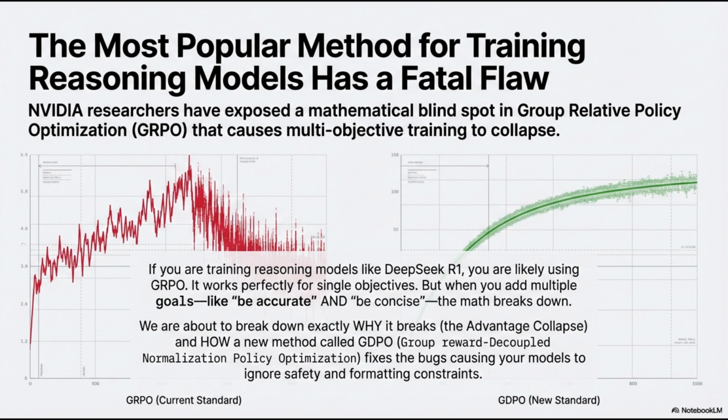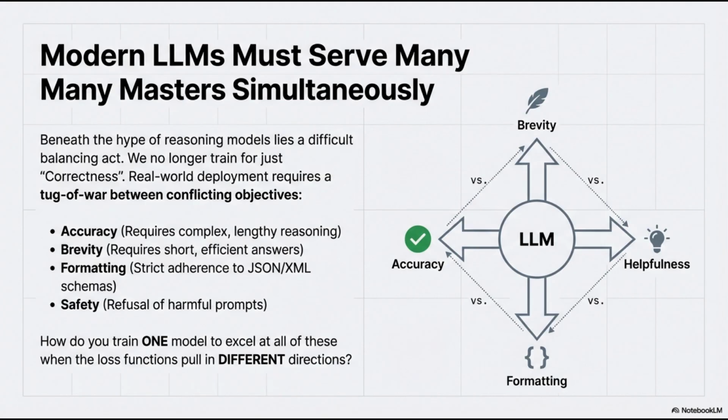The training algorithm introduced by DeepSeek R1 last year and used in dozens of other reasoning models everyone's been excited about. In the following slides, we'll break down exactly why GDPO works, where GRPO fails, something the authors call advantage collapse, and how a simple fix makes your models stop ignoring safety and formatting constraints. Let's dive in. Beneath the hype of reasoning models lies a difficult balancing act.